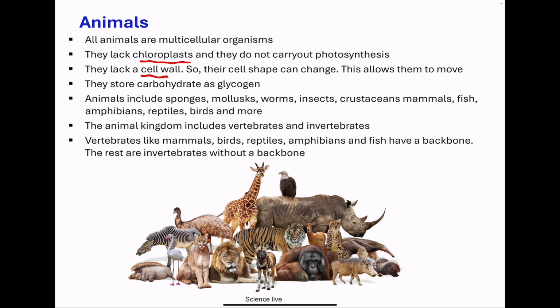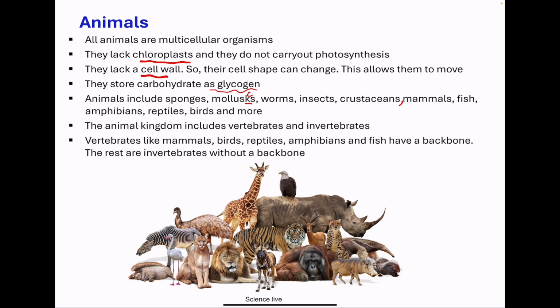They do not have a cell wall, which enables them to change their shape to allow movement and other bodily functions. Animals do store their carbohydrate as glycogen. Examples of animals include mollusks, worms, insects, crustaceans, mammals, fish, amphibians, reptiles, birds, and more.